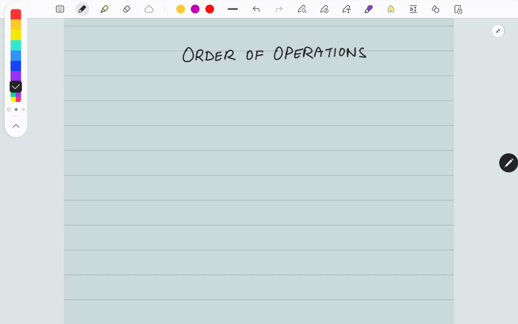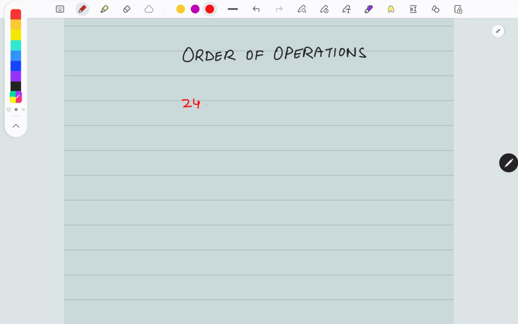Now order of operation means that there is an order in which we have to solve different operators given in a mathematical equation. When we have many operators in a single mathematical expression, it gets confusing as to which one to solve first. Now this confusion we can see by taking an example.